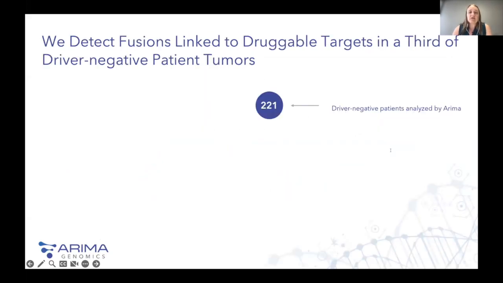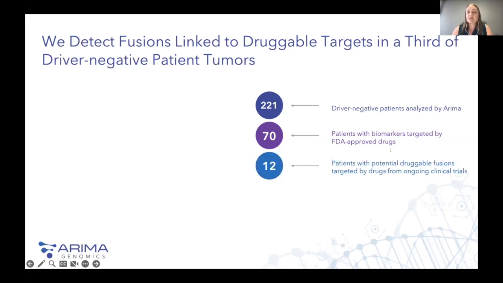We've analyzed over 200 cases to date that were previously characterized with DNA and RNA sequencing and didn't have an identified drug target. In 70 of those cases, we have found with the REMAS technology a fusion event associated with a gene that is a target for an FDA-approved therapy already available today. In another 12 samples, we identified fusions associated with genes targeted by drugs in ongoing clinical trials.